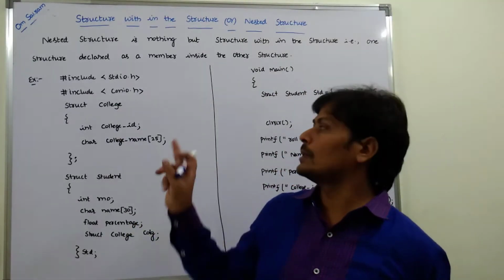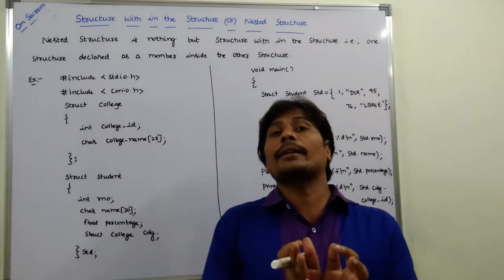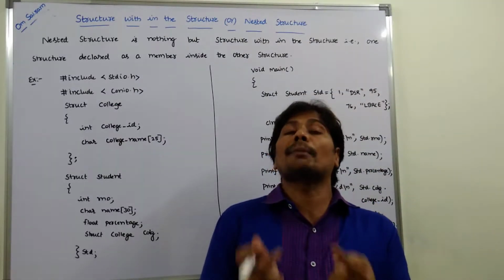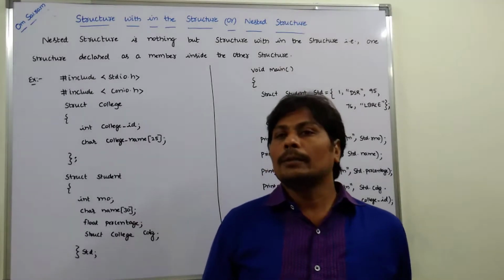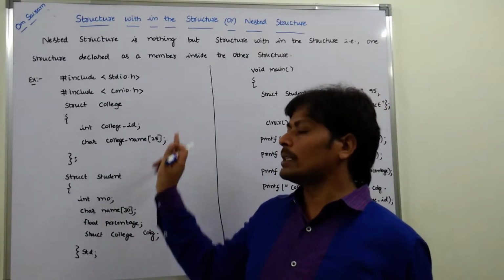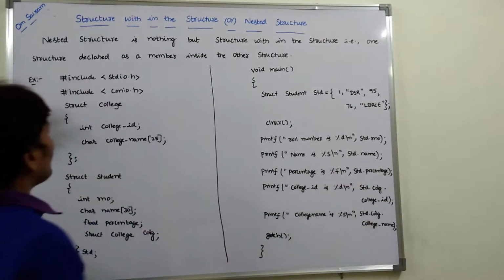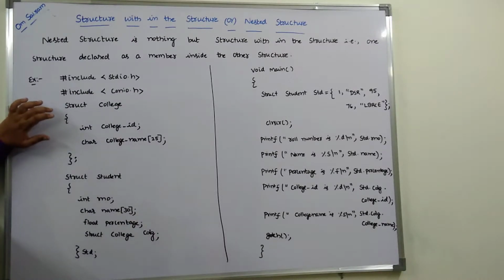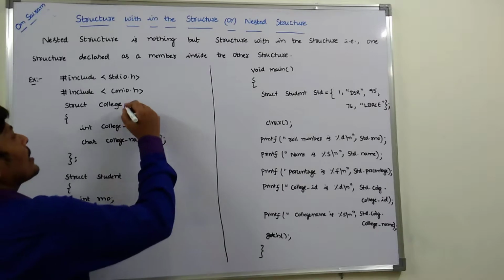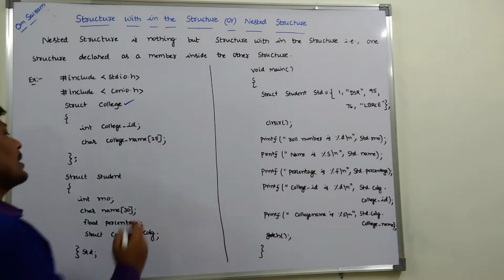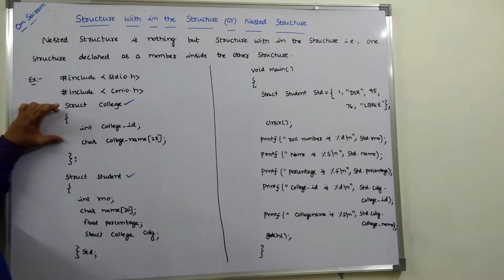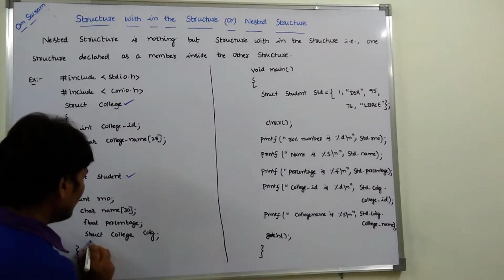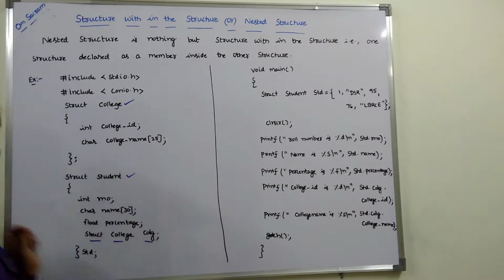Suppose we go to this example, we can understand how one structure can be declared as a member in another structure. Suppose we take two structures. The first structure is called college. The second structure is called student. So now this entire structure can be declared as a member in another structure called student.